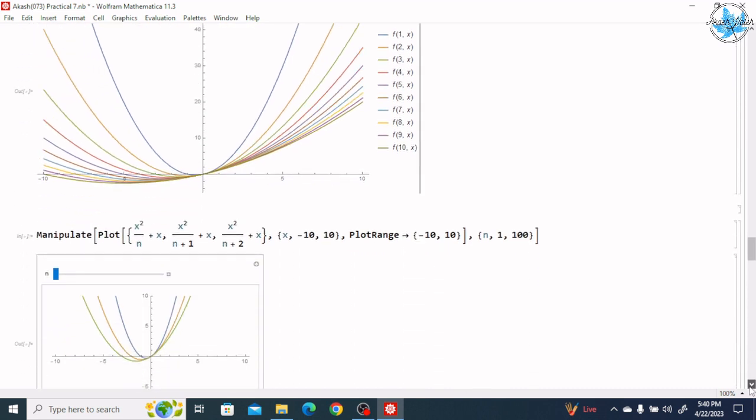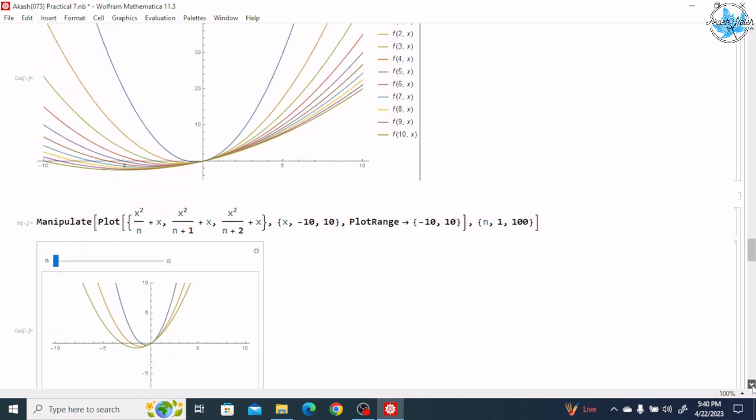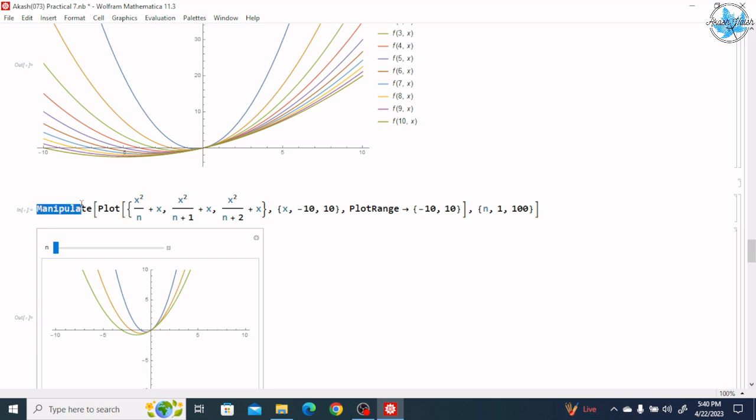Now to manipulate the graph, just take the function as it is and give the Manipulate command and then the Plot command, because in the Manipulate we are drawing the graph. So give x square plus nx upon n, then change the value of n, that is n plus 1 upon x square plus n plus 1 plus x, then x square upon n plus 2 plus x.